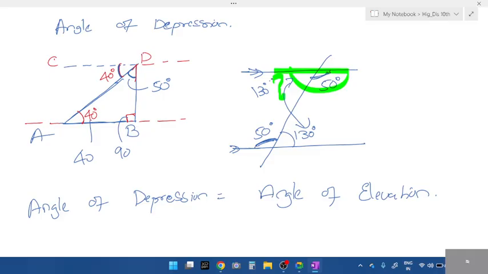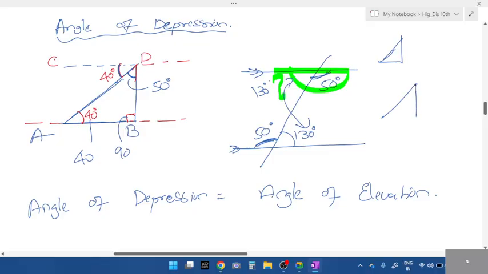Done? Okay. Based on the same, students, you'll have three types of questions for angle of depression. That is one right angle triangle, two right angle triangles on opposite sides, and two right angle triangles on the same side. So nothing different. Whenever angle of depression is given, take it as the angle of elevation and use the same concept. Shall we start solving? Is this clear? All of you understood?